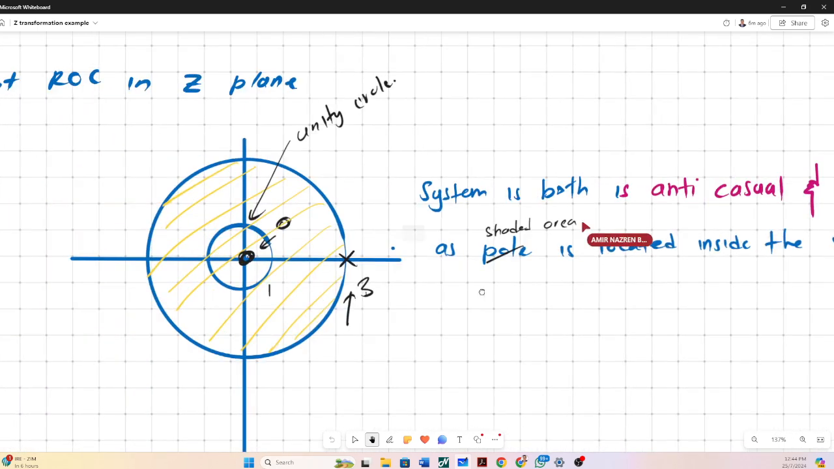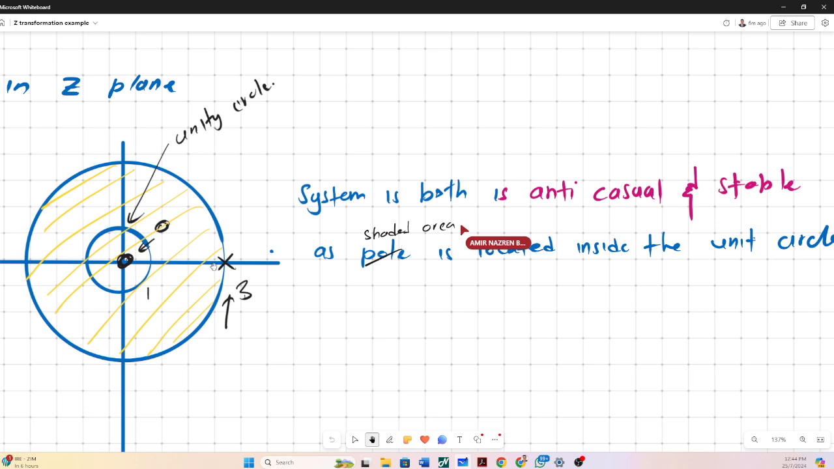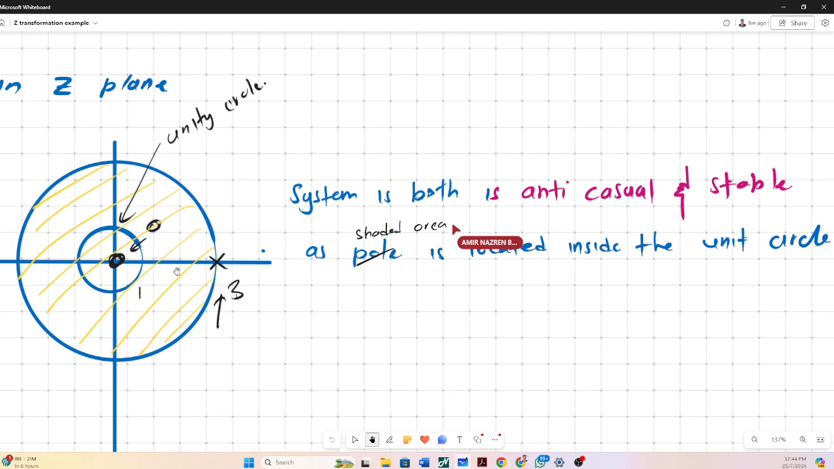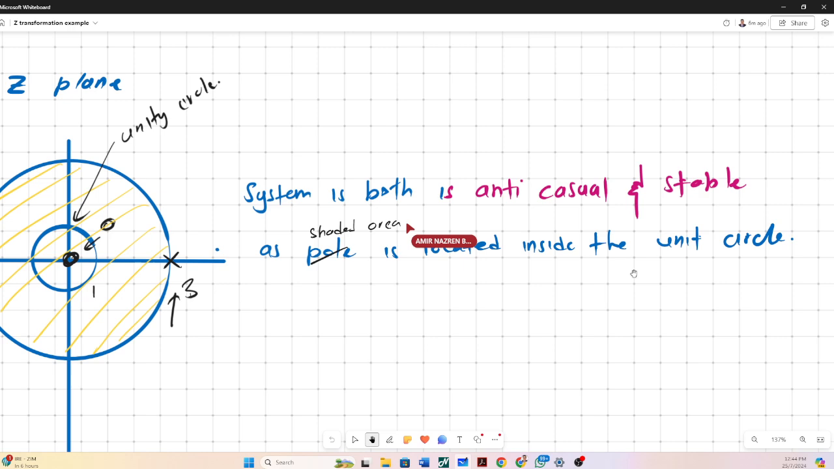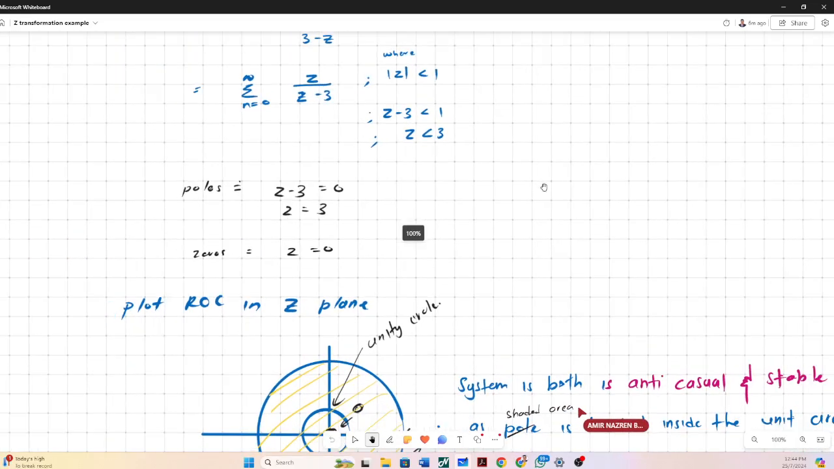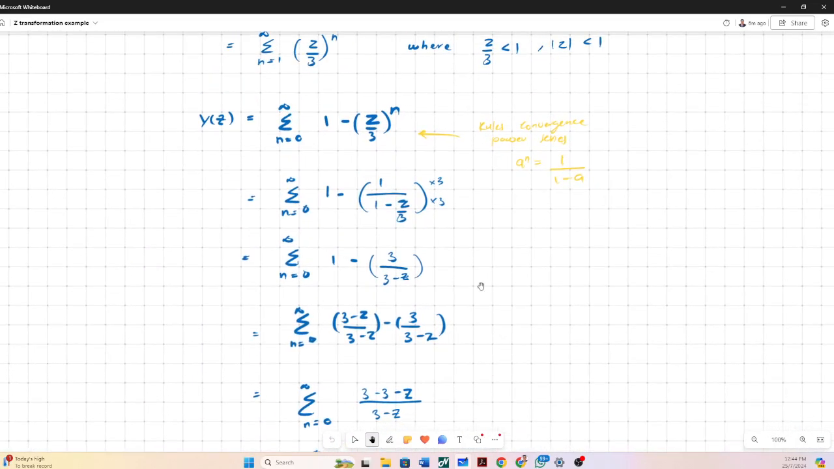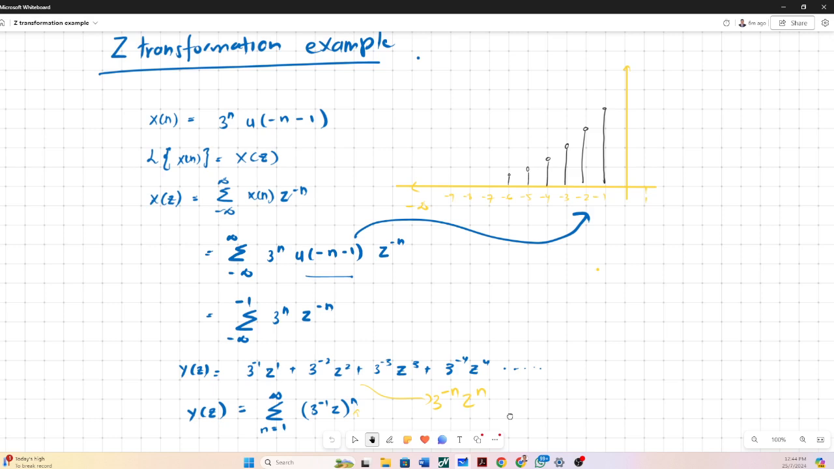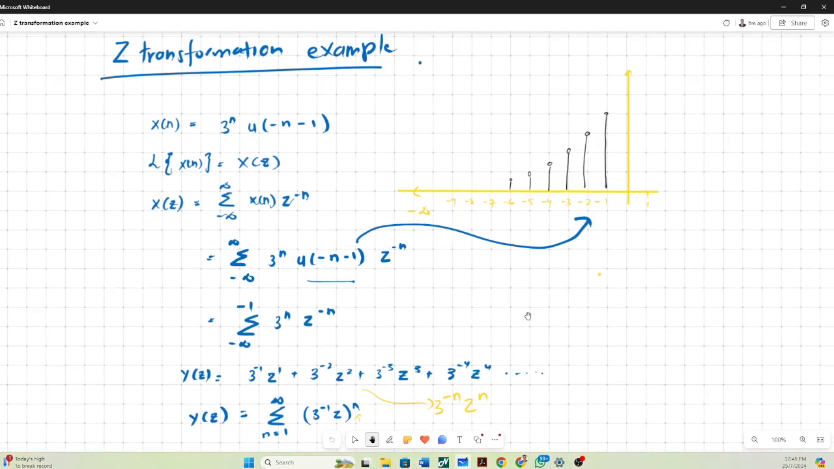Again, I conclude that the system is anti-causal because the original signal is at the left side, so we shade inside the pole. Then the shaded area touches the unit circle, so we can say the system is stable. Alright, that's all for this revision of the z-transform and also stability and causality of systems.